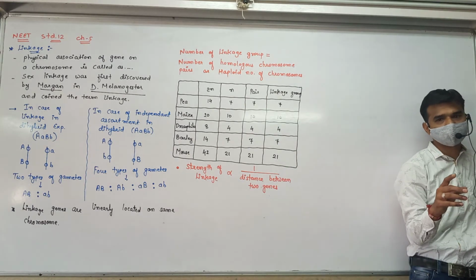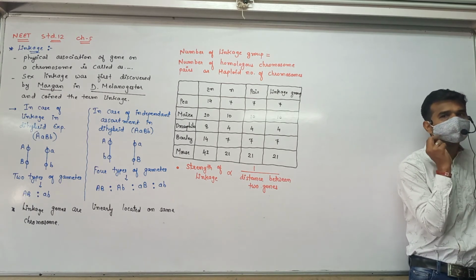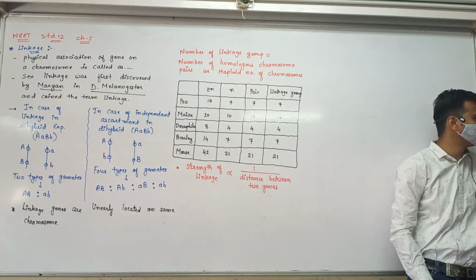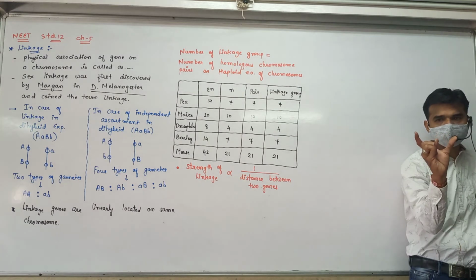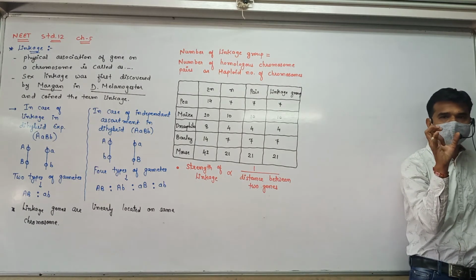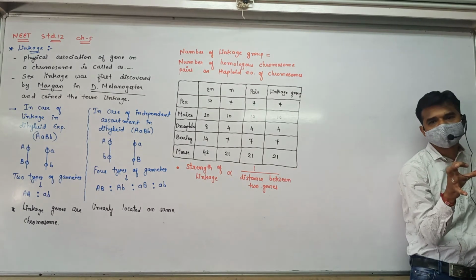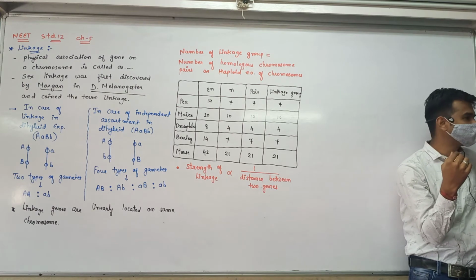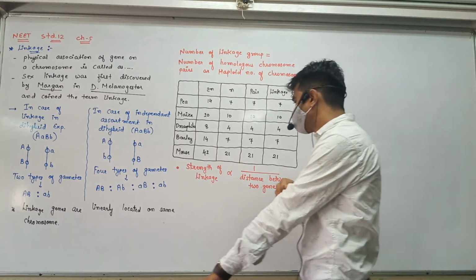But see, in the cross B, the phenotype is white color miniature wings, and the distance is more. So in there, linkage characters are less, but crossing over characters are more. So strength of the linkage is inversely proportional to the distance between the two genes.